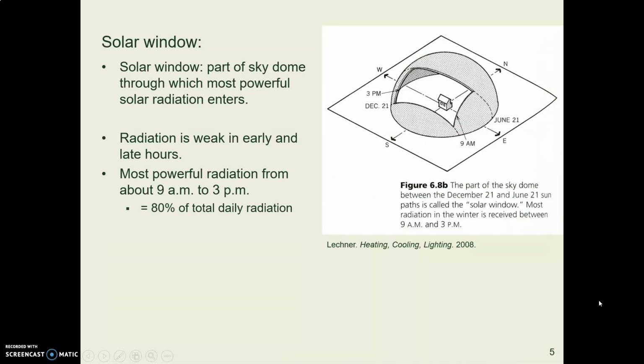If you look at when the most energetic solar radiation comes through that sky dome onto your house, you will find that the most energy comes in between 9 in the morning and 3 in the afternoon. 80% of the solar radiation comes in during that time. So early in the morning there is sun, but it's not as powerful. Late in the afternoon there is sun, but it's not as powerful. So as we're looking at sun angle, we are going to focus on that time from 9 in the morning to 3 in the afternoon. That's the solar window.